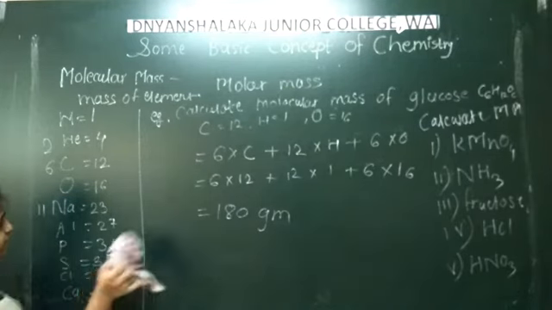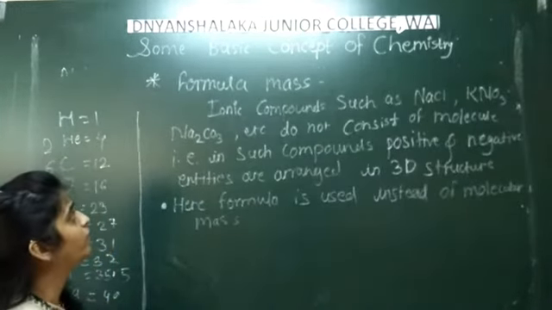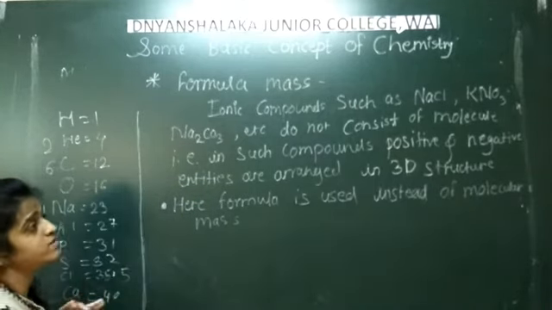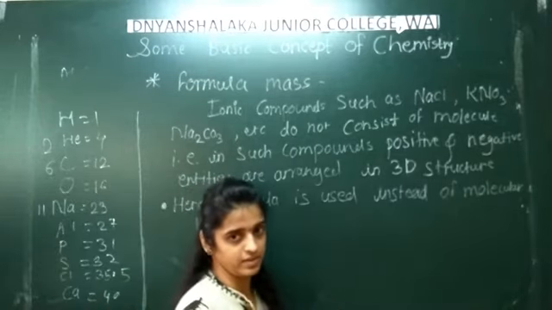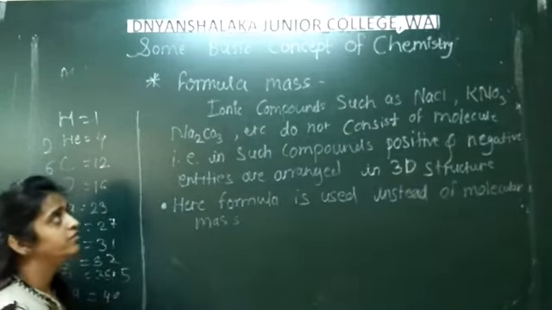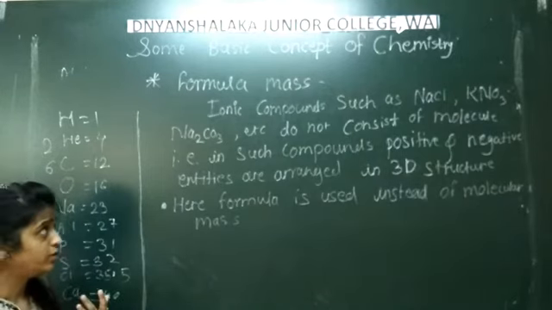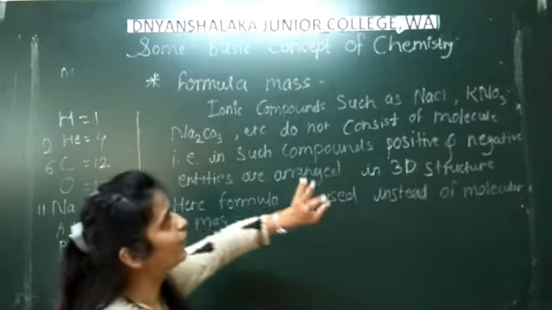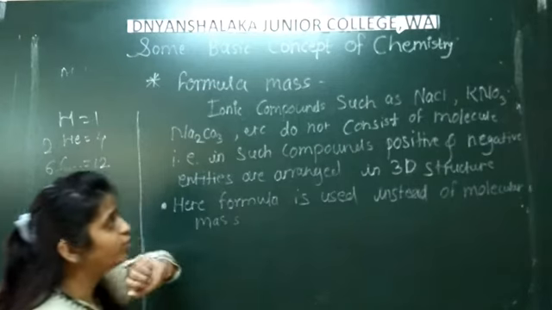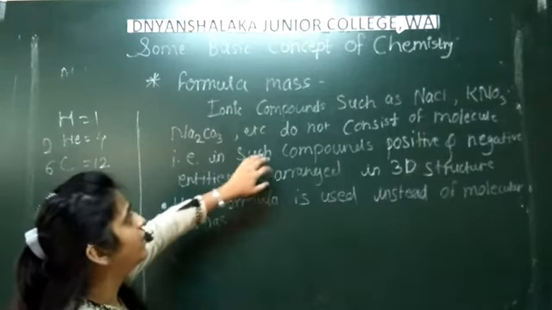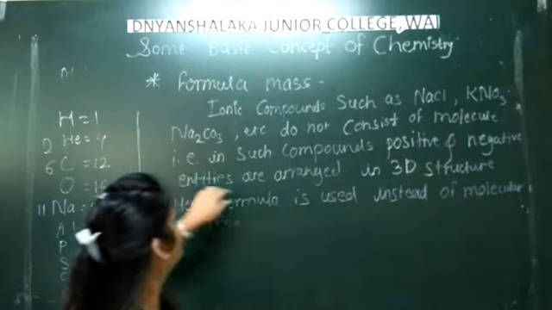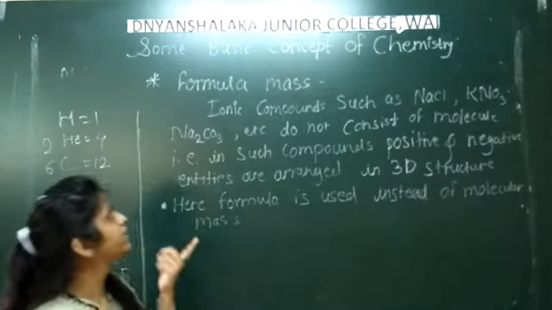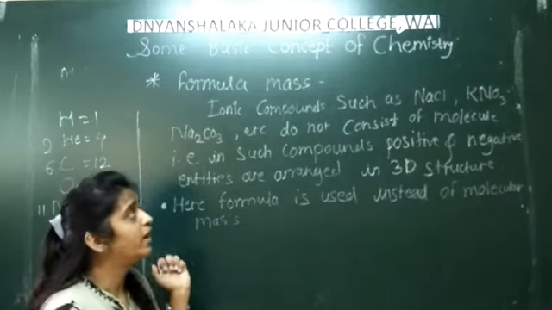Next point, formula mass. What is formula mass? Formula mass is used for ionic compounds. Ionic compound means positive and negative ions are strongly attached to each other due to ionic bonding, and it is known as an ionic compound. Ionic compounds such as NaCl, KNO3, Na2CO3, etc. do not consist of molecules. NaCl means sodium chloride, KNO3 means potassium nitrate and Na2CO3 means sodium carbonate.